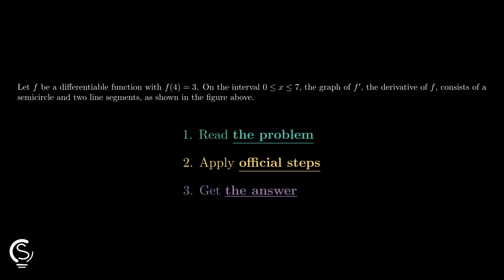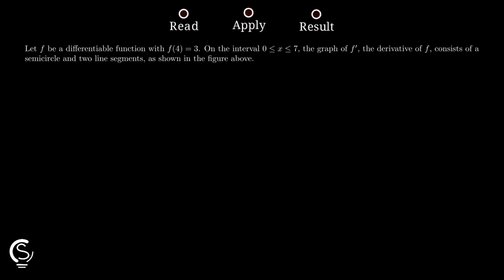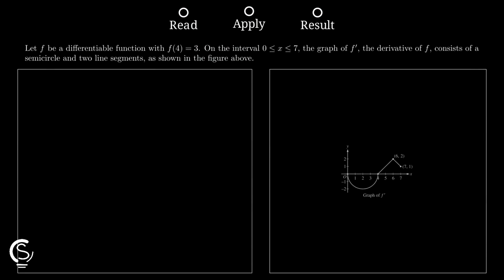Let's go! Calculus problems like this are easy if you follow the steps. We will find function values and points of inflection using the derivative graph today. First, we find f of 0 and 5 by integrating the derivative graph. Since f of 4 is 3, we subtract the area of the semicircle to find our starting value.